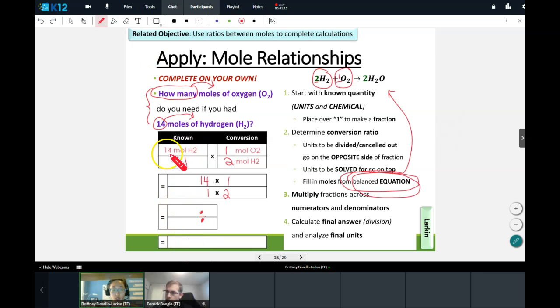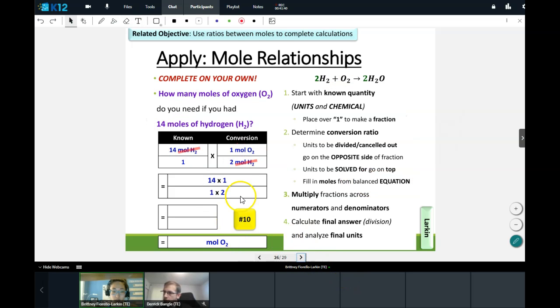Okay? Now, units here. Units are important. Taking a look up here, we're getting rid of moles of H2. And so my final answer, I should be left with moles of O2. Tell me in the chat, is that what I'm solving for? Where it says how many moles of oxygen. If I end with moles of O2, is that what I was solving for? Yes, beautiful. All right, so we are solving for the number of moles of O2.